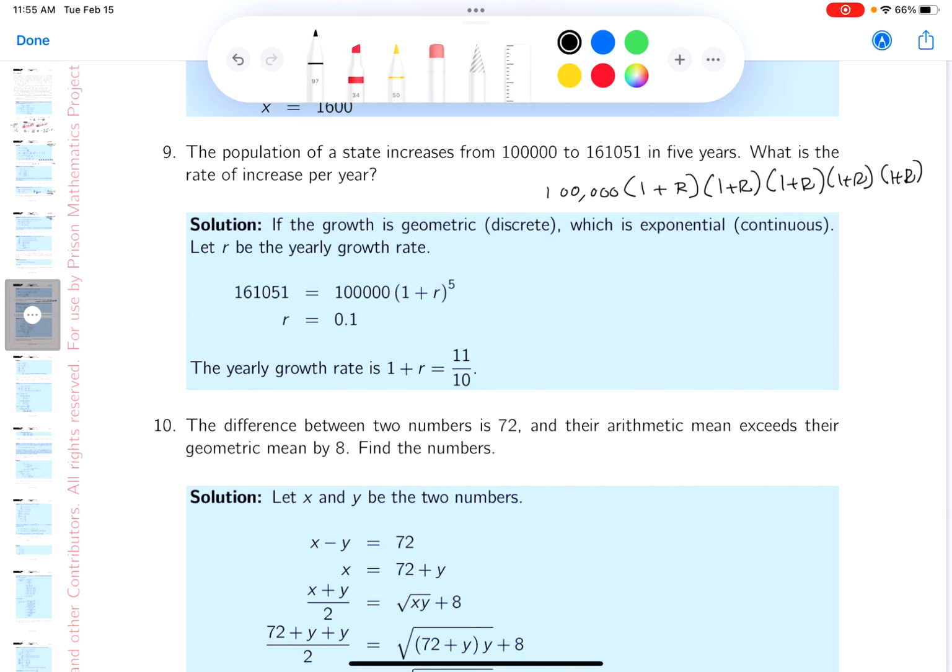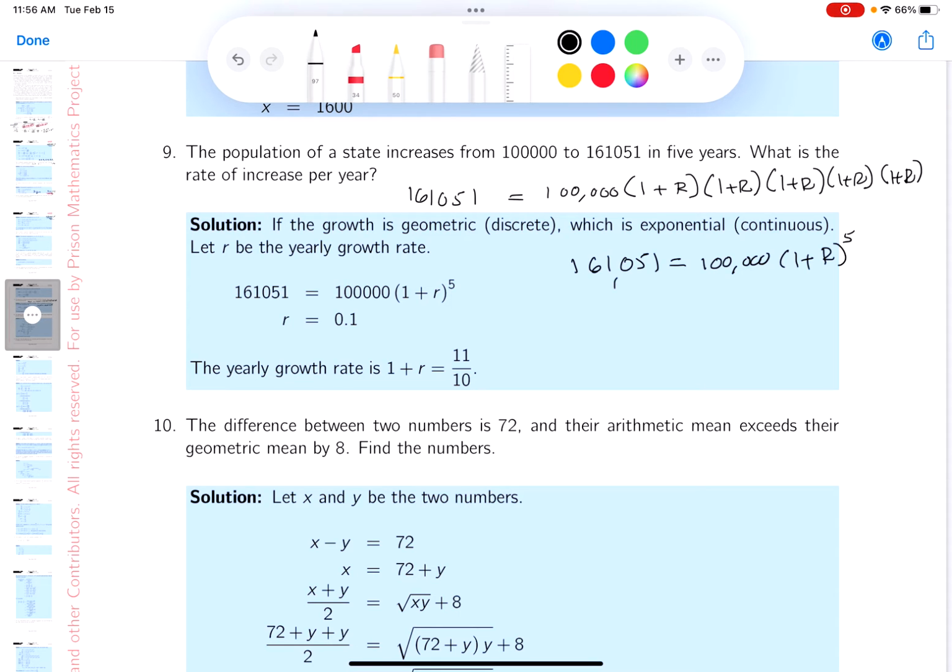Now, certainly what's going to happen over there, if you did that, you'd get this number in the population. That's the growth rate. So how would you write down, again, nightmarish numbers, 161,051 equals 100,000. I put a comma over here. And it's probably a little bit easier to write down 1 plus r to the fifth power. All right?